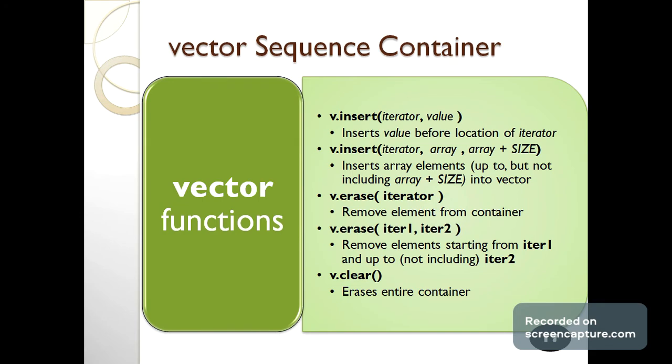Okay, and then iterator 1 comma iterator 2 means the position from where you want to iterate to the last position up to what you want to remove. Suppose I want to remove from second position to fifth, I will write p plus 2 comma p plus 5, means from 2 to 5 elements all elements will be removed. And v dot clear means it erases the entire container.